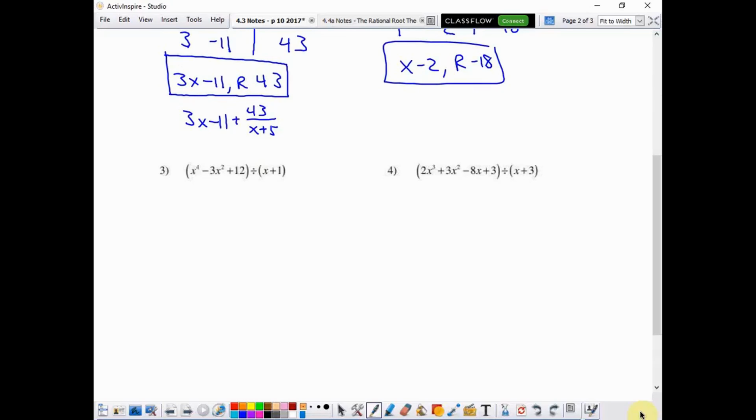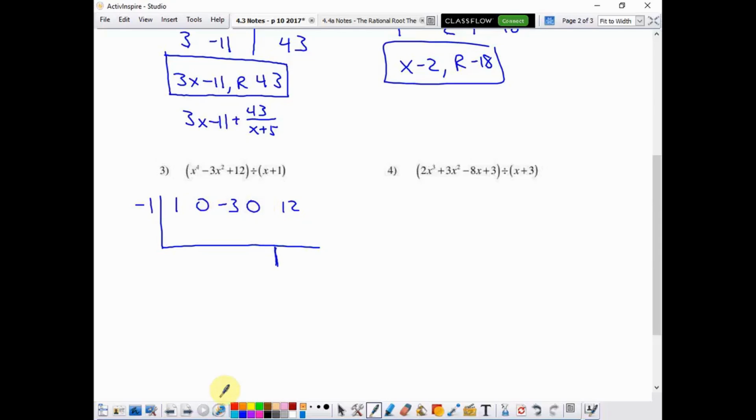Number 3 throws in one little difference. We still start with the opposite there, negative 1. X to the 4th, I have one of those. I don't have any x cubed, so I'm going to put in 0x cubed. Negative 3x squared. I don't have an x term, so 0, and then plus 12. I've got to put in a 0 placeholder for any of the descending powers that are missing. So I've got an x to the 4th, x cubed, x squared, x, and a constant term.